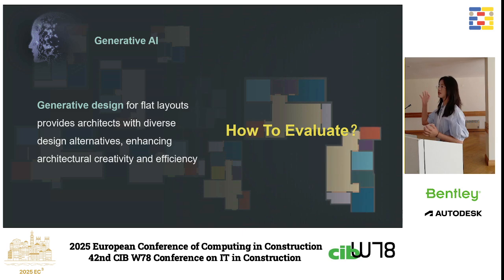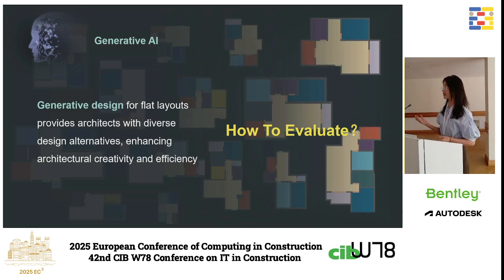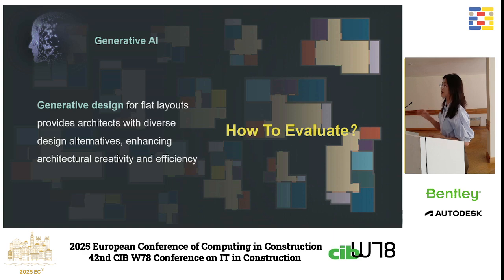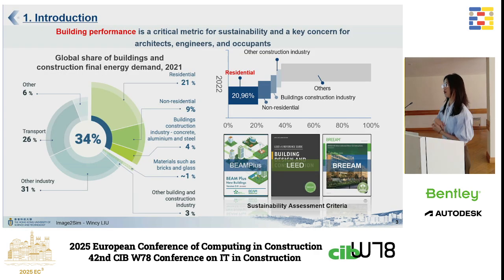First, imagine you are an architect. You are using a generative model to generate hundreds or even thousands of flat layouts. This technology is amazing for its creativity and efficiency. But with so many options, how can we determine which one is the best, and how can we evaluate all the flat layout images?